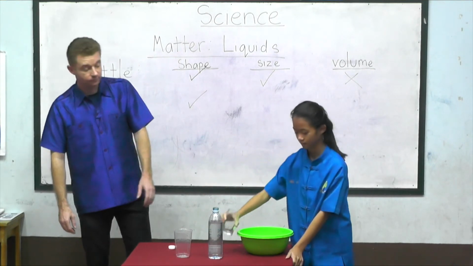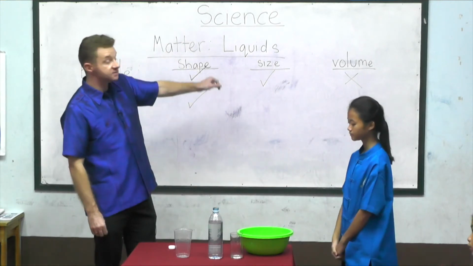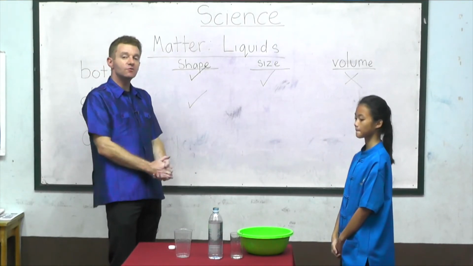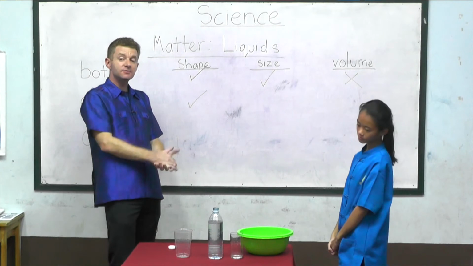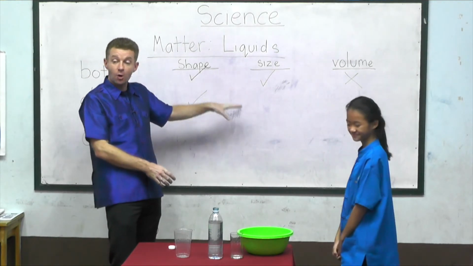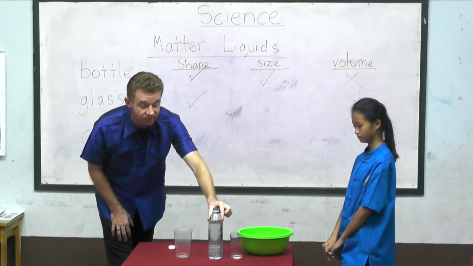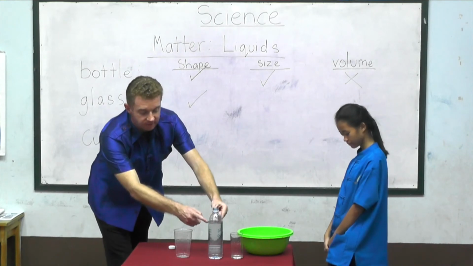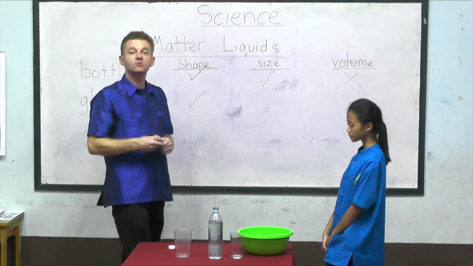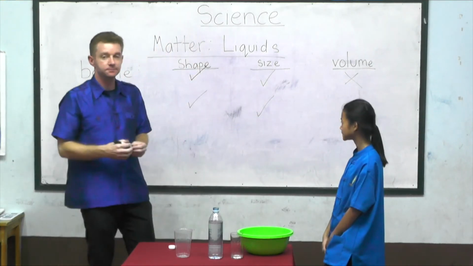Okay, so we've seen the shape of the glass, and we've seen the size of the glass. Now what's happened to the size of the water now that it's gone back into the bottle? Has it stayed the same? No, it's changed. The size of the water has changed from the size of the glass to the size of the bottle. And you can see, especially at the top, where it starts to get thinner. So all liquids will change shape and size depending on their container.